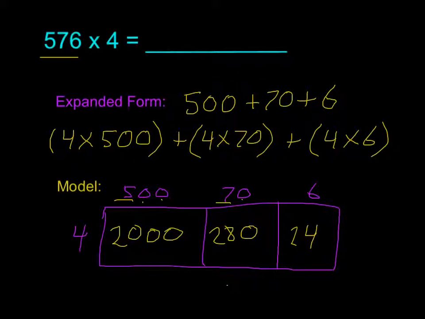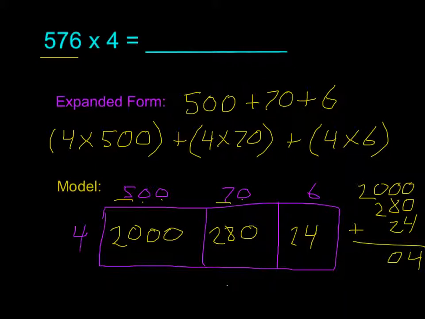Then all we have to do is add these together. So we're going to take our 2,000, and we're going to add our 280, and then we're going to add our 24. And we add these up, and it's going to give us our answer. So 4 plus 0 is 4. 8 plus 2 is 10. We have to carry our 1. So 2 plus 1 is 3. And we bring down our 2. We have an answer of 2,304.